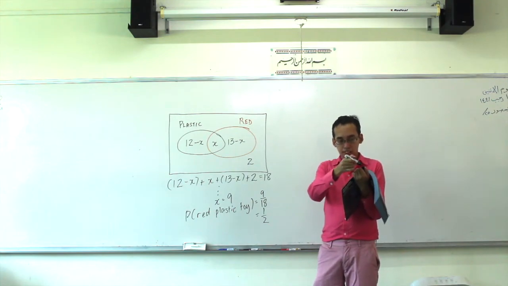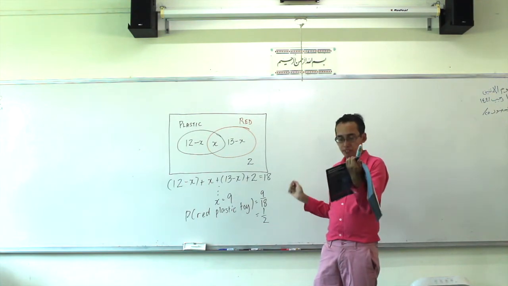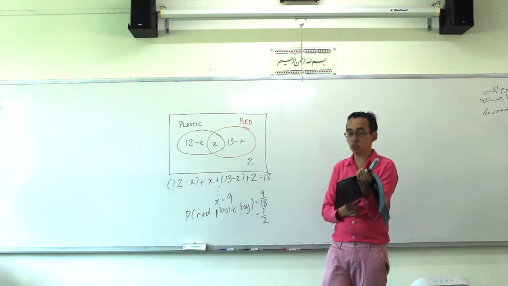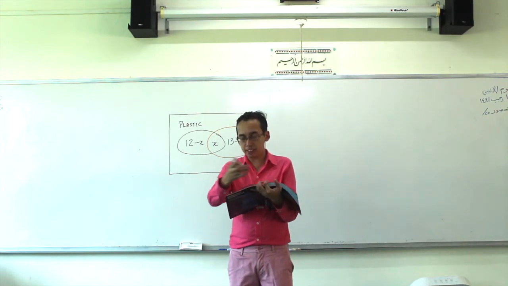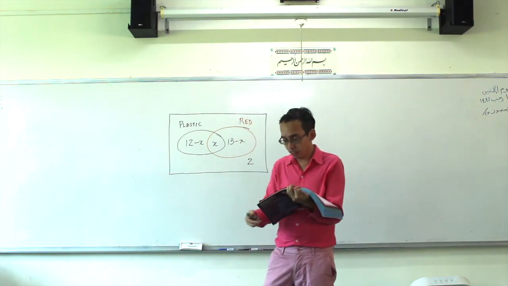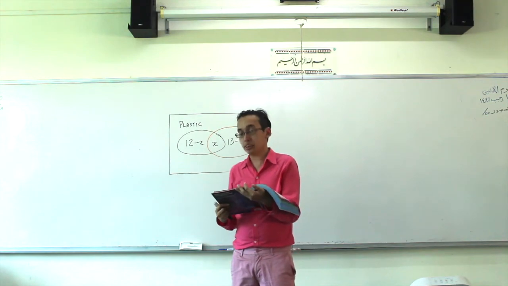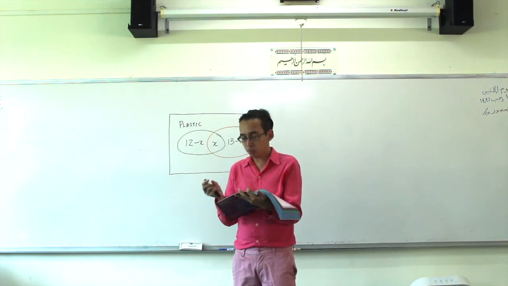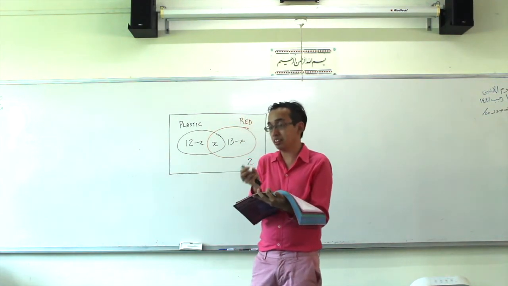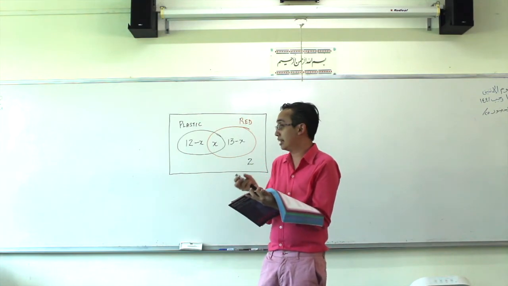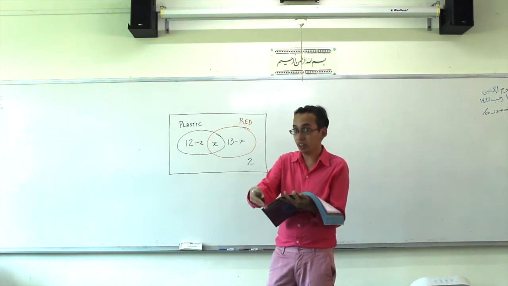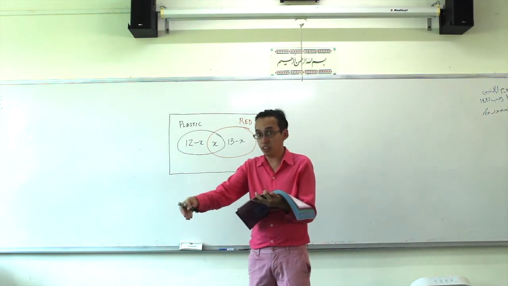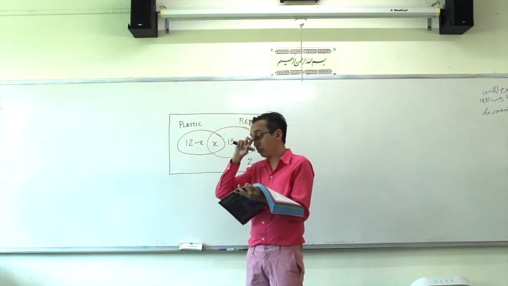Right, I'll need to erase this part first before we go into part B. I'll come back. Now we are going to do part B. If it is a red toy, find the probability that it is plastic. The phrase "if it is a red toy" is actually an indication of a conditional probability. That means you know that it is a red toy, or given that it is a red toy. So it's a conditional probability kind of question.